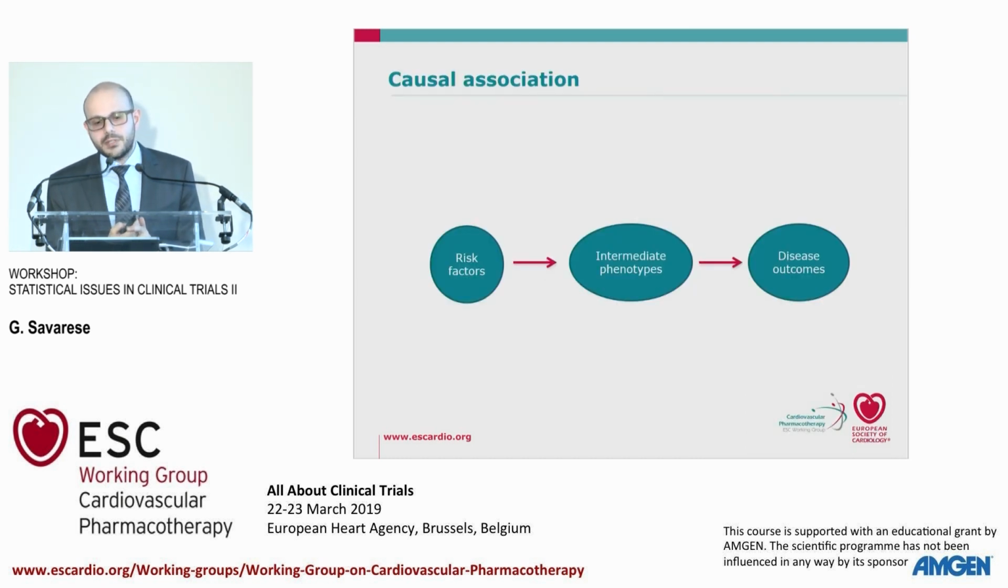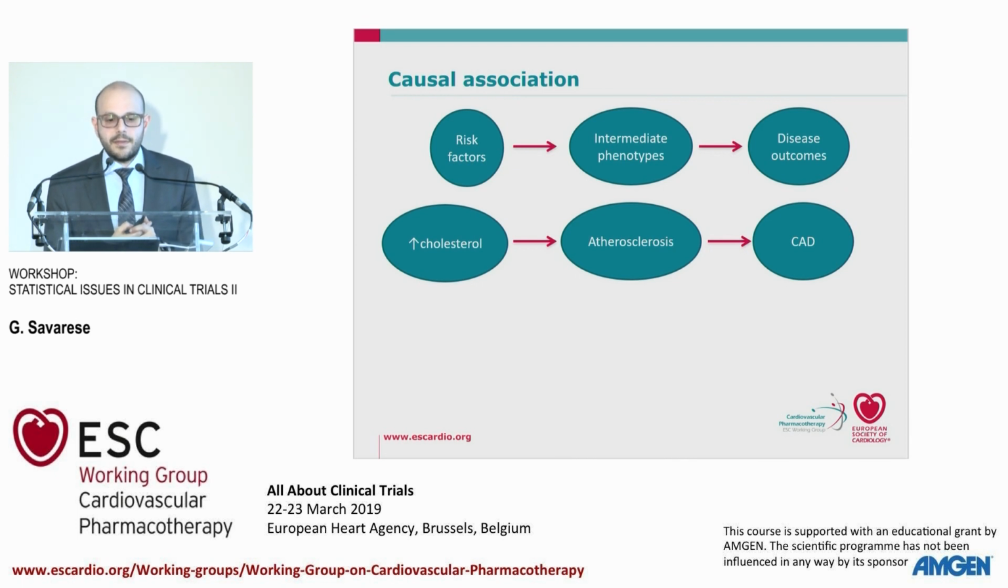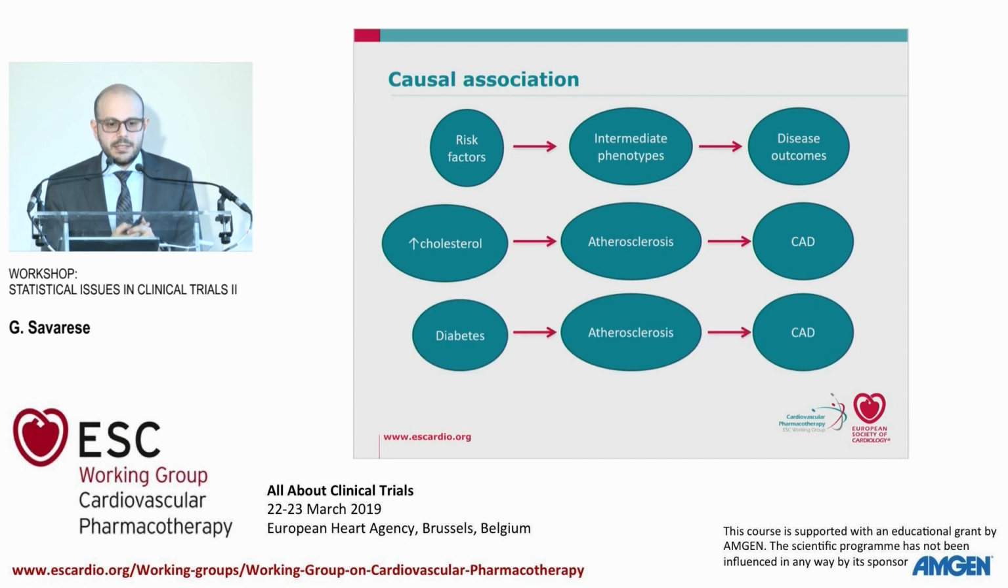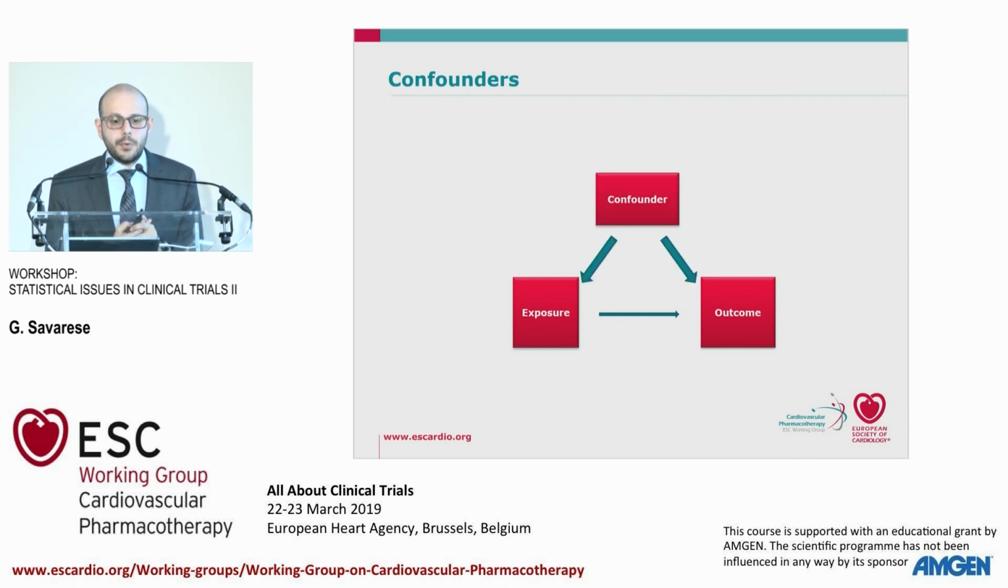Yesterday we talked about confounders. When we have a risk factor, usually there is an intermediate phenotype, and later we may register an outcome. For example, if we have high cholesterol levels, maybe if we are very unlucky, we develop atherosclerosis, and later, if we are even more unlucky, we develop coronary artery disease. It may be the same with diabetes: the risk factor is diabetes, the intermediate phenotype is atherosclerosis once again, and the final outcome is coronary artery disease. But sometimes the association between exposure and outcome is not that simple, and there may be another variable that has an impact on both the exposure and the outcome, and this variable is called a confounder.